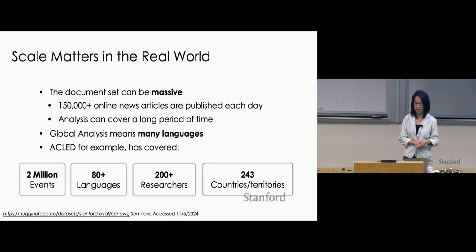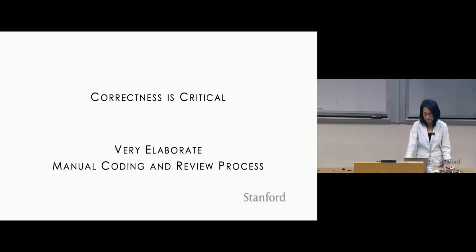Global analysis means that they are in different languages. Okay. How many languages do we know, and who are you going to get to cover all the languages? So this is truly global. So ACLED has covered 2 million events manually, okay? 2 million events, 80 plus languages, 200 plus researchers. They are part-time usually, but they have to work every week because it's a new story every week, and 243 countries or territories. The scale is huge. And they have been going on for, I think, close to 20 years, actually, as I recall.